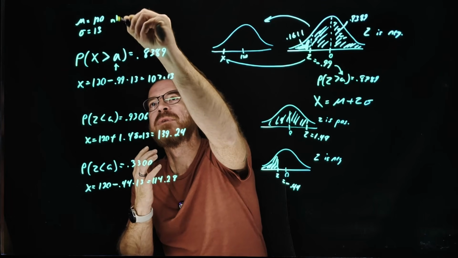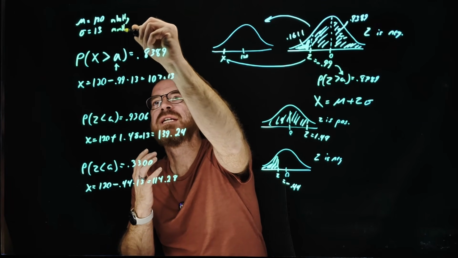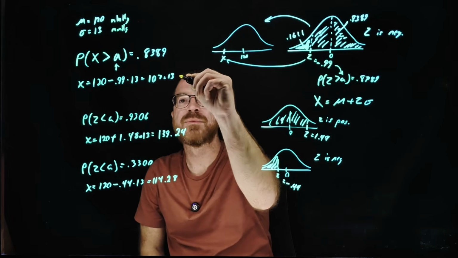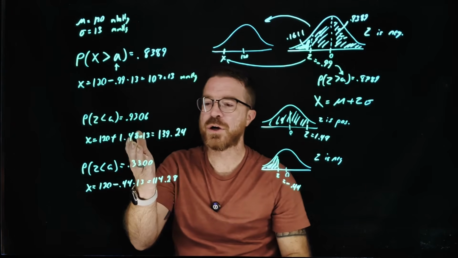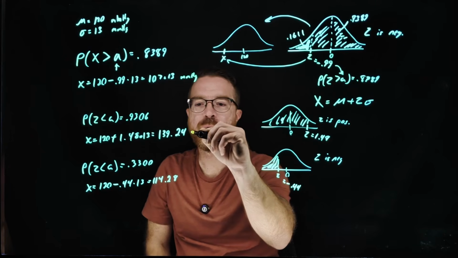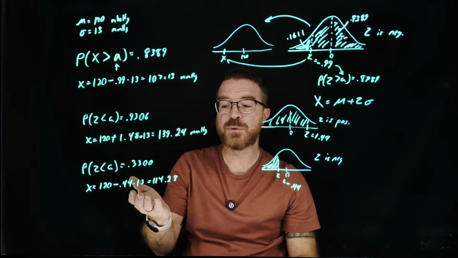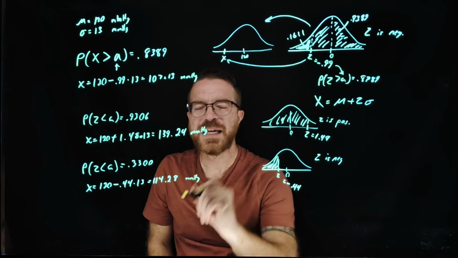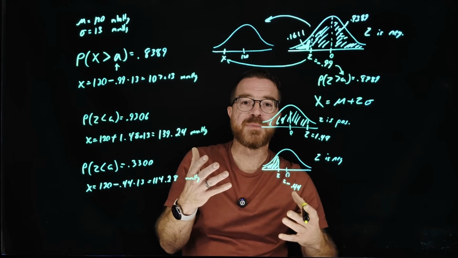and this one is in MMHG. So in this case, our cutoff value would be 107.13 MMHG. And for the second one, our cutoff value would be 139.24 MMHG. And for our last one, our cutoff value would be MMHG. And I keep calling it a cutoff value because you can think of this sort of as your boundary where this probability would be true.